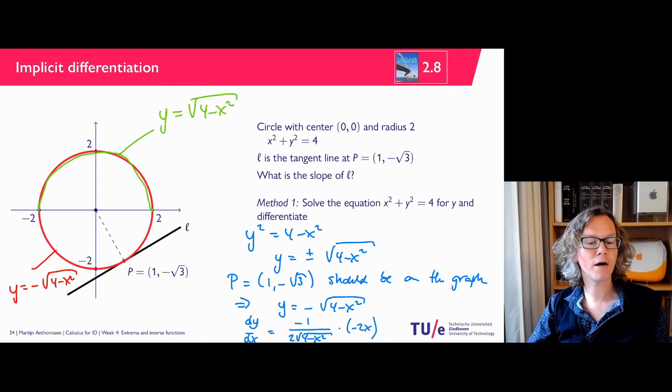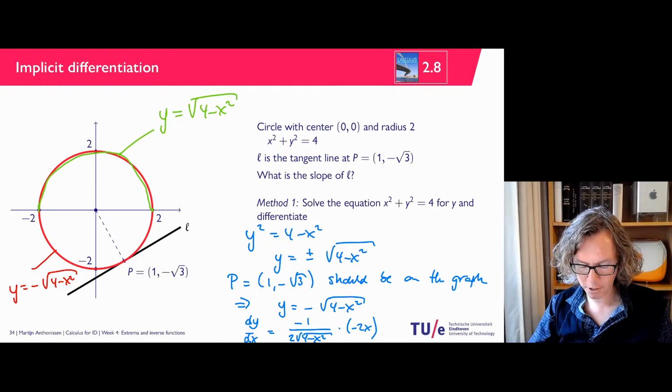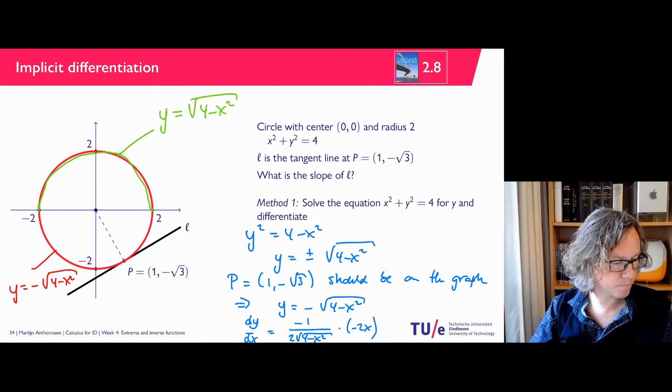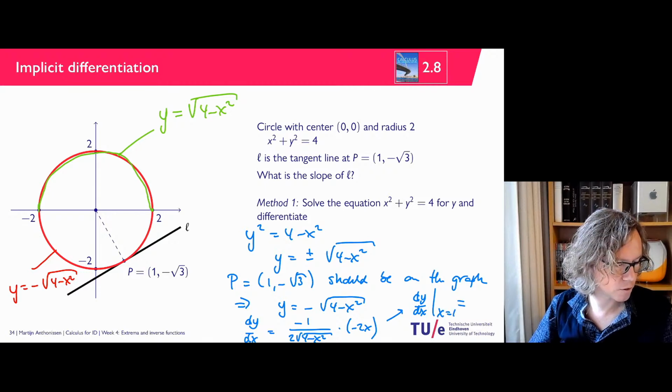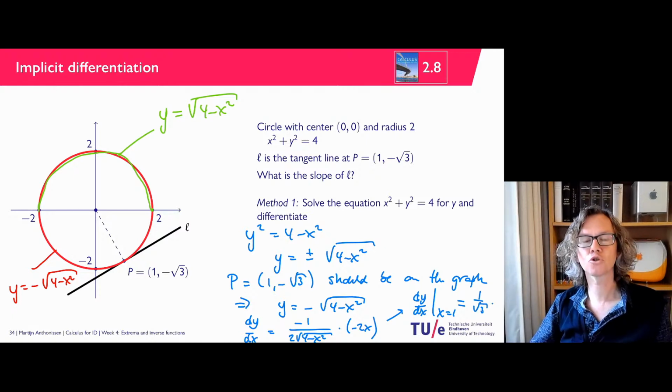So here we have found the derivative. We can plug in x equals 1 and then we know the value. So what you would find here, if you compute this for x equals 1, so dy/dx for x equals 1, what you would find here is 1 over square root of 3. Okay, so that's the slope.